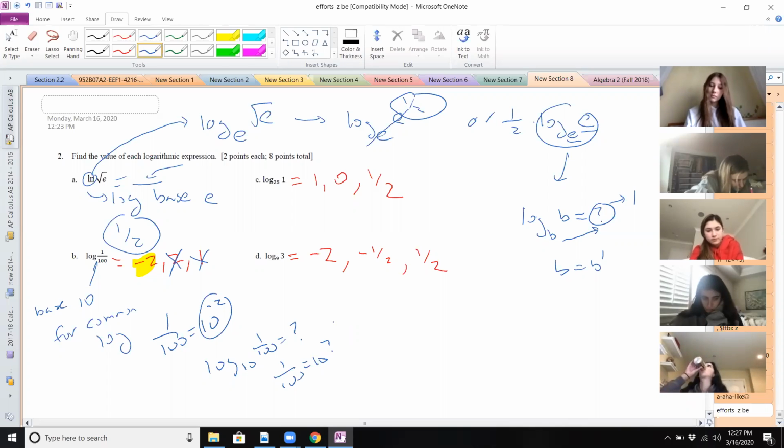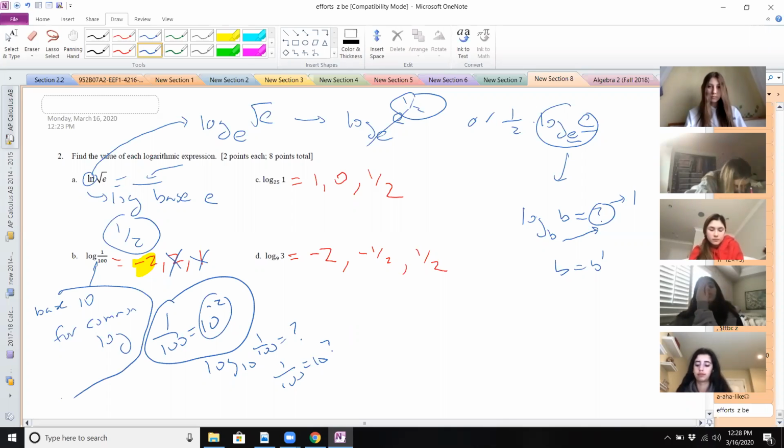So, wait, how does log 100 log 10? Wait, how does 10 to the negative? Oh, because it's 1 over 10 to the power of 2. You got it. Yep. Go ahead. Instead of putting the question mark, can we just put X there? Whatever you want. Sure. X? Sure. Absolutely.